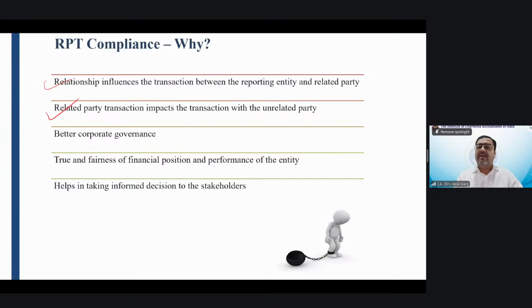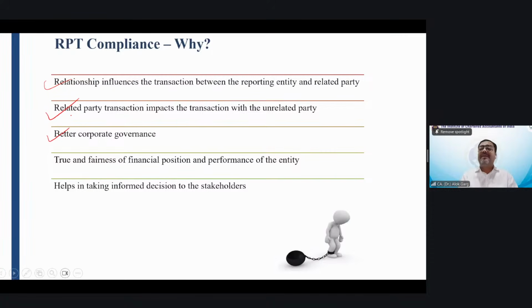Now A Limited told B Limited, please don't make any purchases from C Limited. Friends, this is how the unrelated party got impacted. By having an influence from A Limited, B Limited stopped buying the goods from C Limited. So this related party relationship at times impacts the transactions with the unrelated parties also.